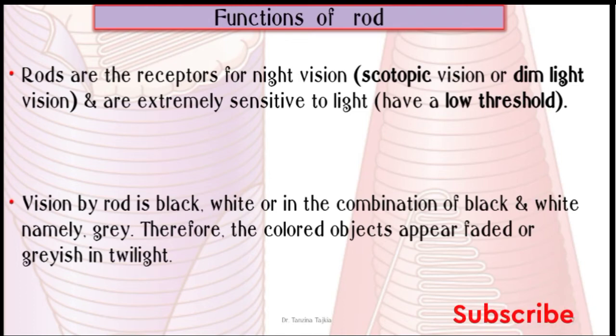The rods are the receptors for night vision, which is called scotopic vision or dim light vision, and they are extremely sensitive to light, which means they have a low threshold. Vision by rods is black, white, or a combination of black and white, which is called gray. Therefore, colored objects appear faded or grayish in twilight.